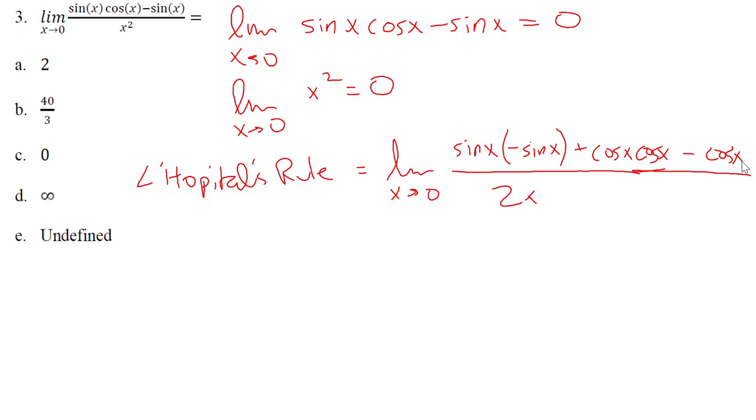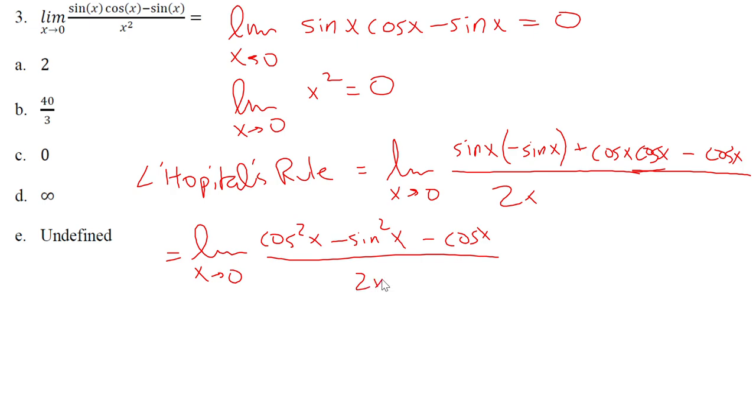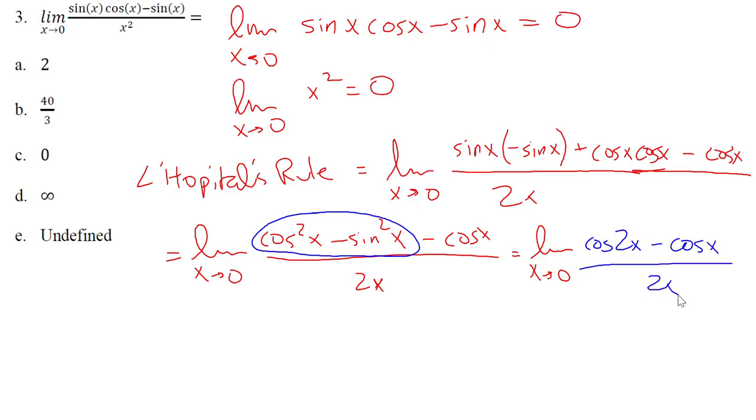We can rewrite this if we want into a limit as x approaches 0 of, we could say, cosine squared x minus sine squared x minus cosine x, all over 2x. And what I would do here is rewrite this again using a double angle identity. You don't have to, but it's going to make your derivatives easier because we're going to have to do a second application of L'Hopital's rule. So cosine squared x minus sine squared x is your double angle for cosine. So this is a limit as x approaches 0 of cosine 2x minus cosine x over 2x.